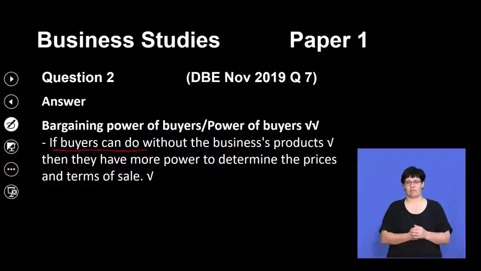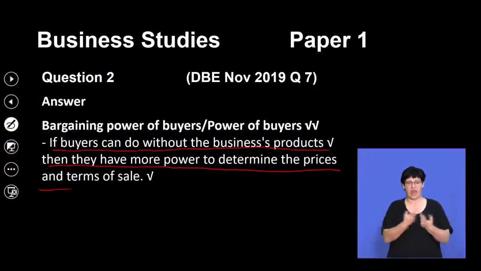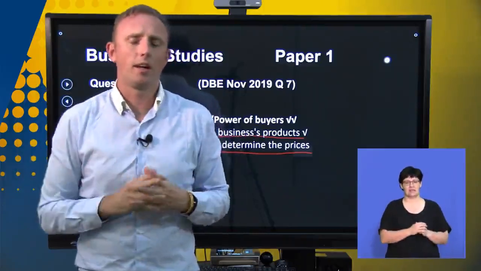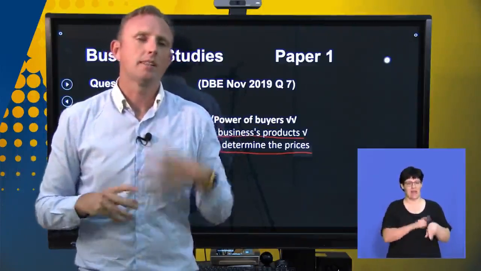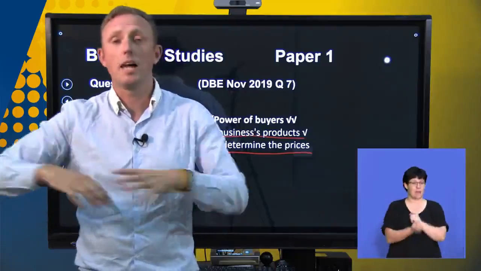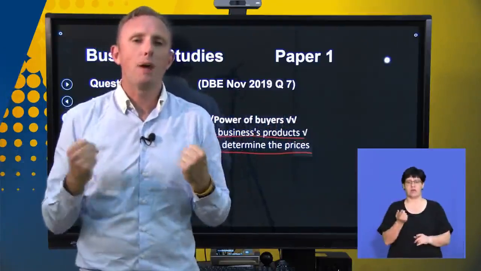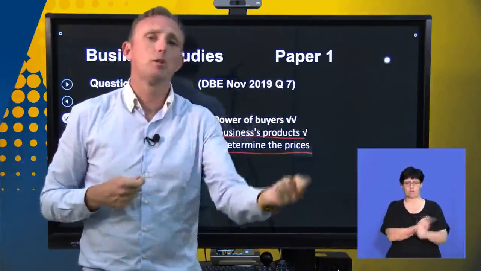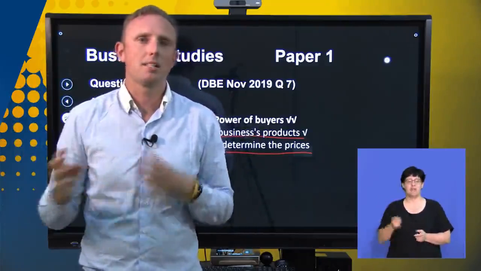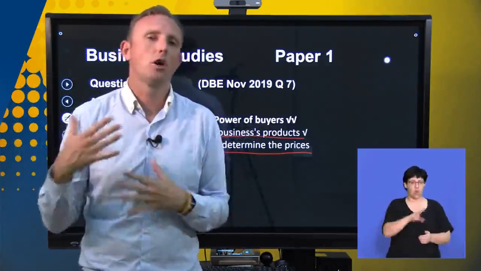And if buyers can do without the business's products, then they have more power to determine the prices and terms of sale. You would have seen that during certain stages of lockdown, there were a lot of sales happening, because a lot of consumers had gone without those products during the lockdown, and now they've got that power where they can say, well, I'm not going to buy from you. I will rather go buy from someone who's cheaper and who's going to give me a better price. So consumers have a lot more power.